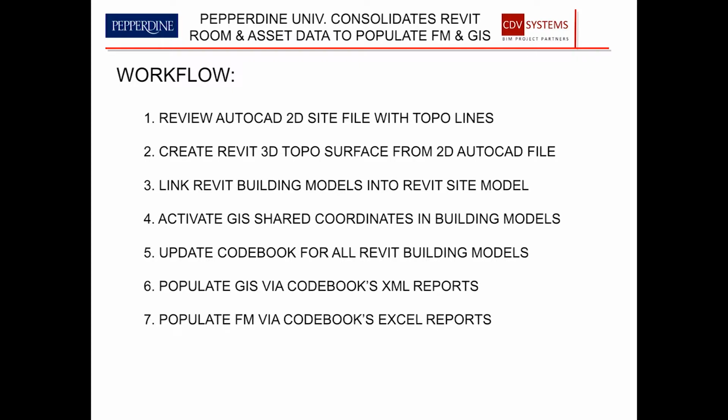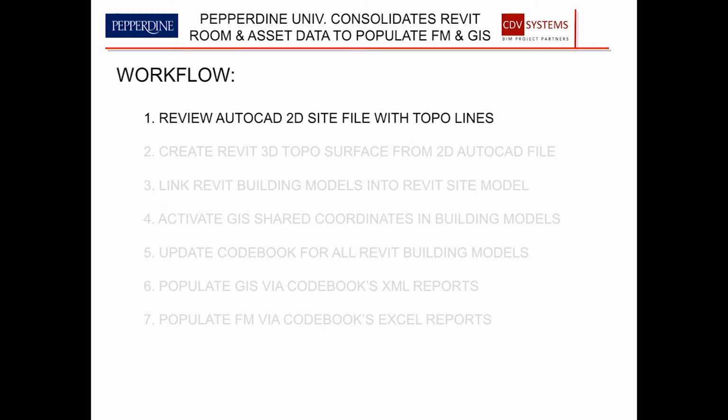How do we establish the shared coordinates of that Revit model in the site? This is pretty common stuff. But then, once the shared coordinates are established, how do we update the database, in the CODEBOOK database, to understand the new positioning? How do we update all the assets from a variety of models, and then push it to FM and GIS? And again, if there's time, we can do the Matterport thing, or the 3D photo scans.